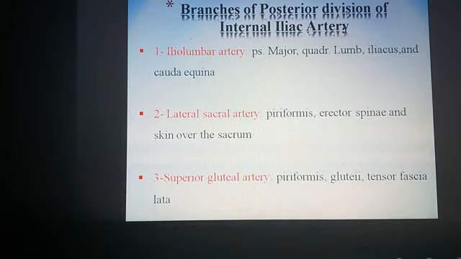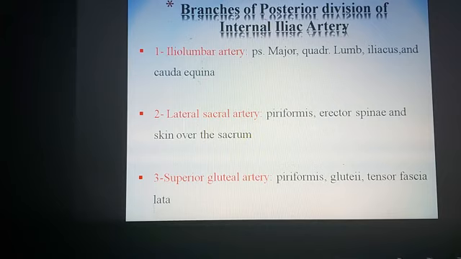Coming to the branches of the posterior division of the internal iliac artery. These are three in number. The first branch is the iliolumbar artery, which gives branches to the psoas major and supplies the quadratus lumborum, iliacus and cauda equina.